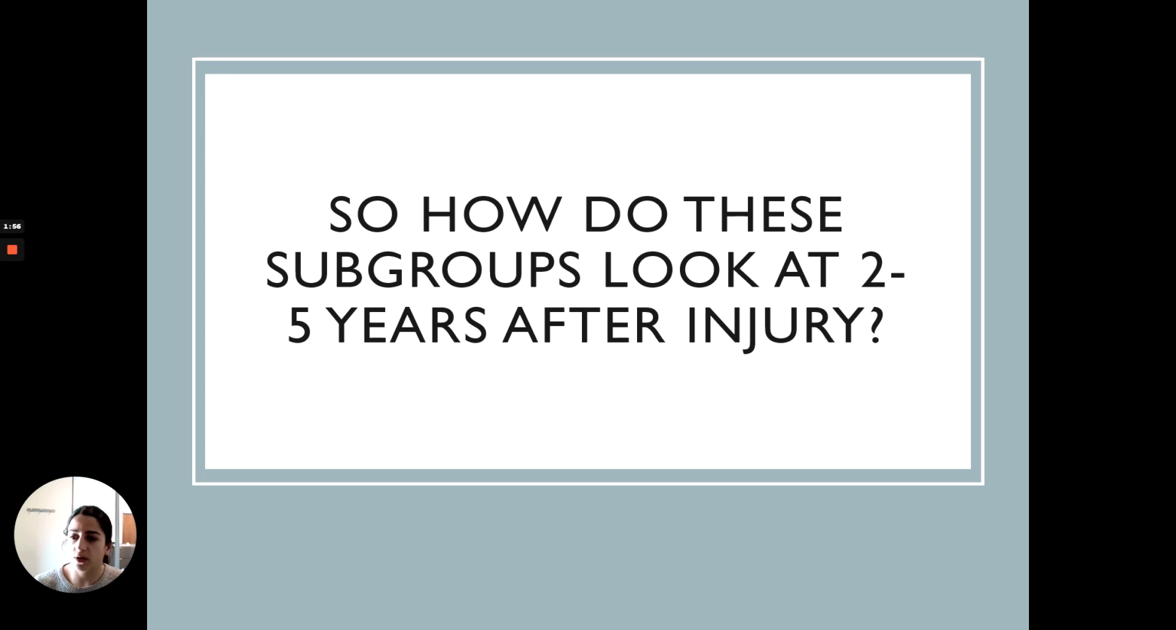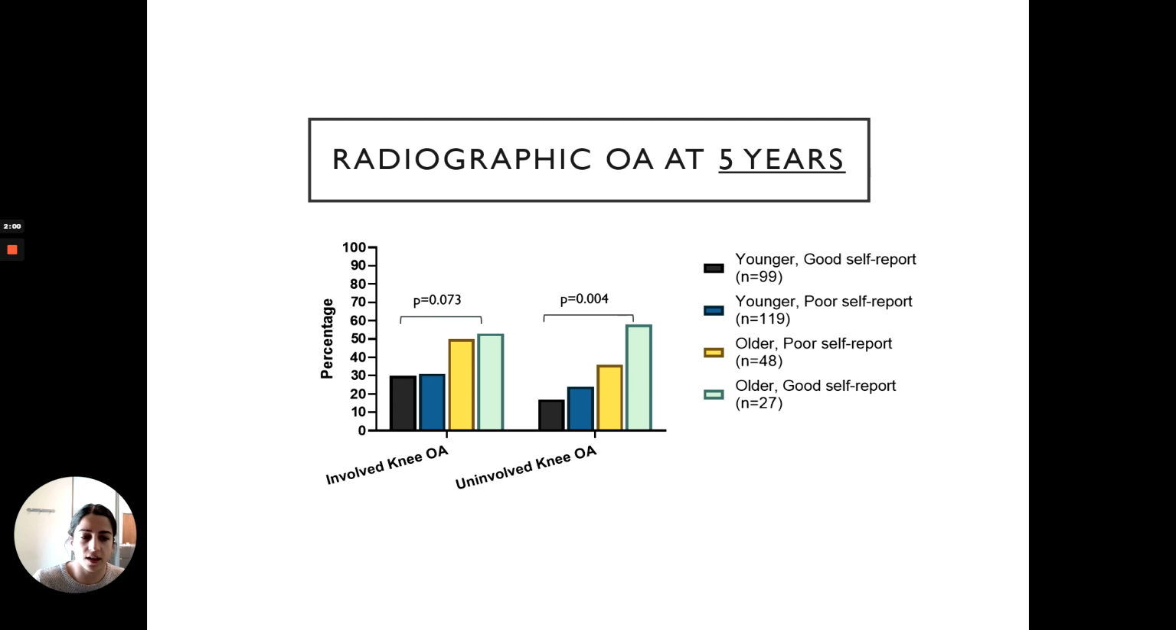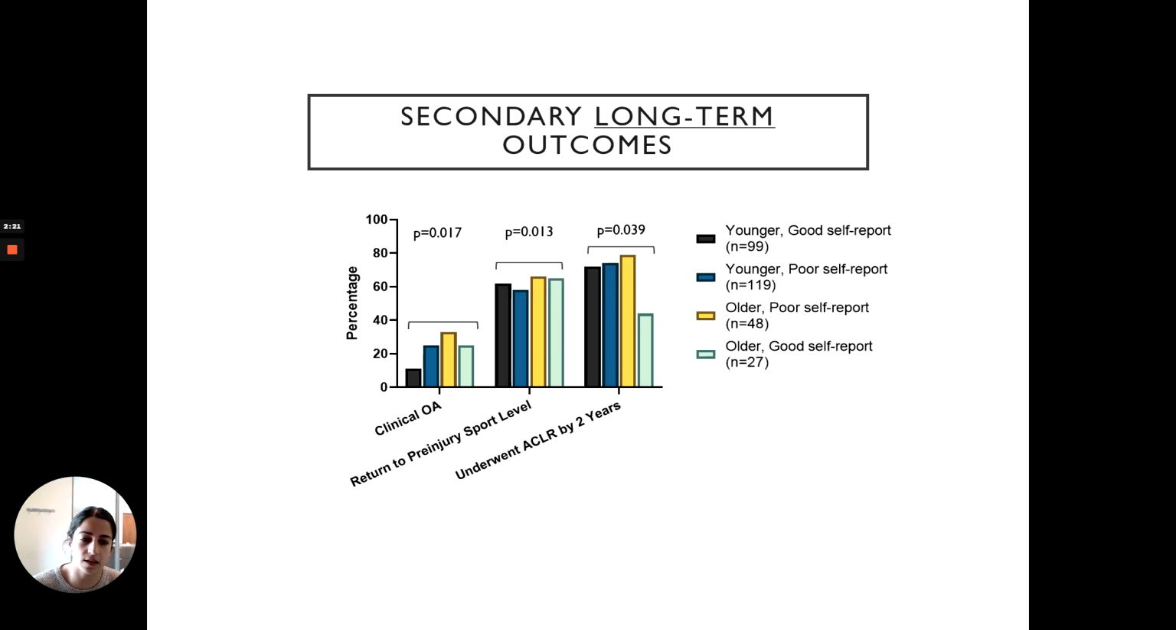So how did these subgroups look at 2 to 5 years after their injury? The younger good self-report group had the lowest percentage of radiographic OA, while the older poor self-report and older good self-report groups had the highest, though this was not quite statistically significant. Subgroups were statistically different in the development of uninvolved knee radiographic OA, where the younger good self-report group had the lowest percentage of uninvolved OA, and the older good self-report had the greatest.